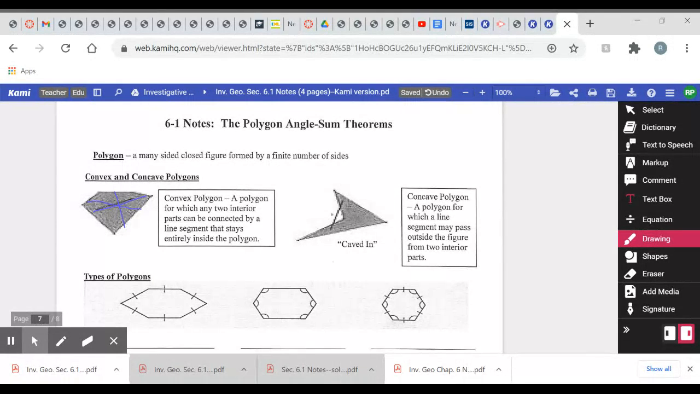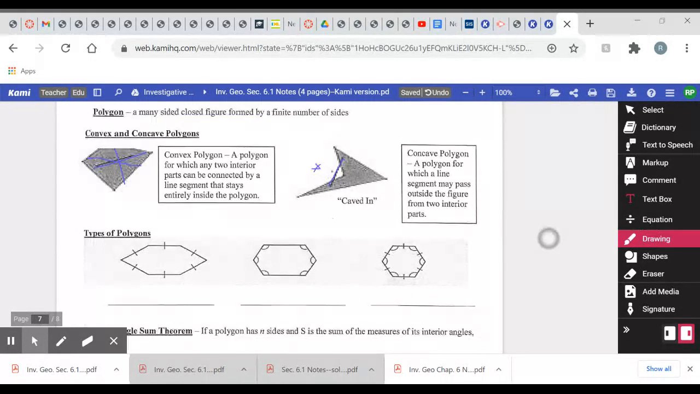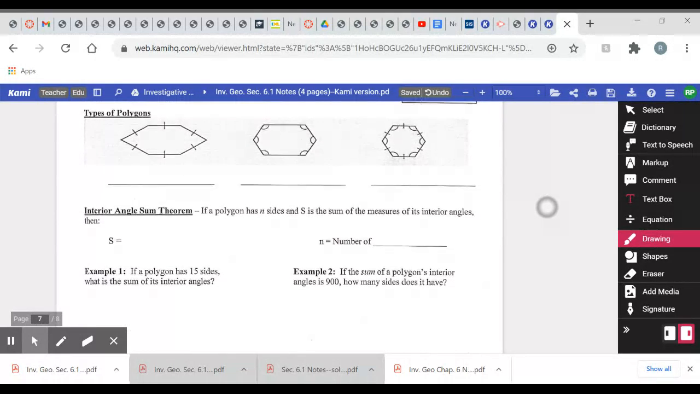Where a concave polygon, I think of it as it's caved in, and you can see that right here. A concave polygon is a polygon for which a line segment may pass outside the figure from two interior points. So you can see here they made this line, connecting two parts of the figure, but that line goes outside the figure since it's caved in. So those are just words to be familiar with.